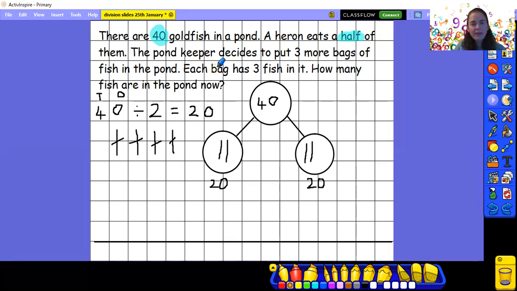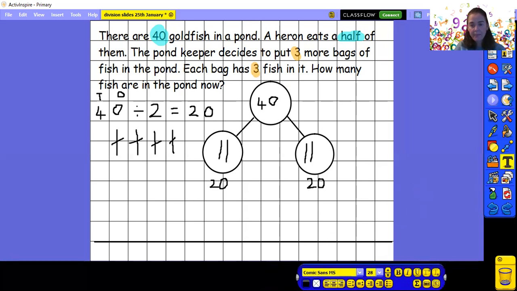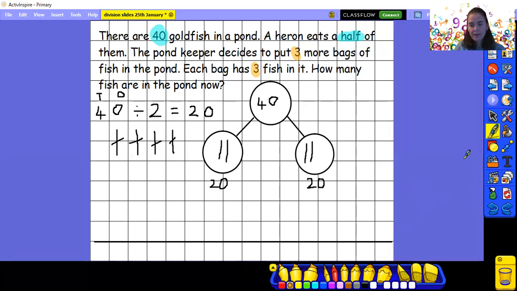Okay, the pond keeper decides to put 3 more bags of fish in the pond. Each bag has 3 fish in it. How many fish are in the pond now? So we've got 3 bags with 3 fish in it. So my number sentence is going to be 3 bags times 3, because I've got 3 bags with 3 fish in it, 3 lots of 3. So we can count in threes 3 times.